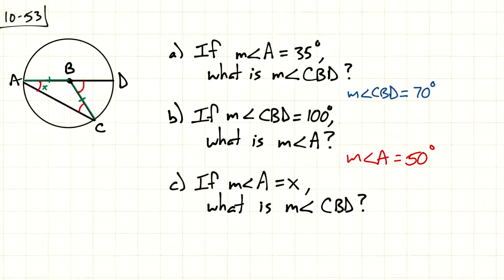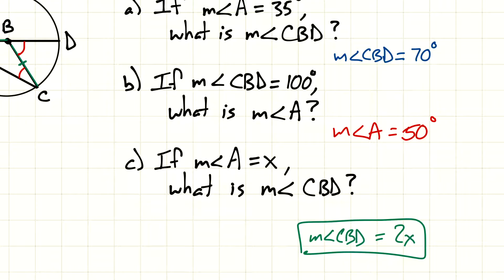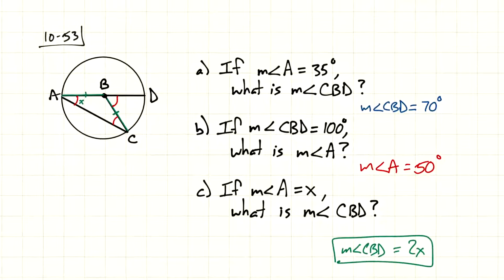All right, let's see if we got this correct. The measurement of angle CBD is going to be equal to 2x. It's going to be double the measurement of angle A. If you put 2 times the measurement of angle A, that would have been fine as well. But it should have been in terms of x, so 2x would have made more sense.